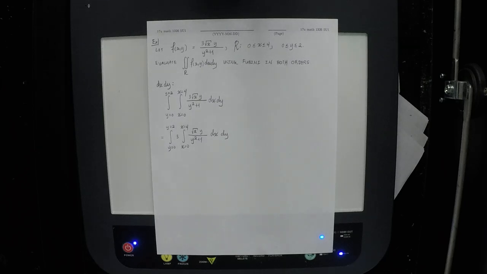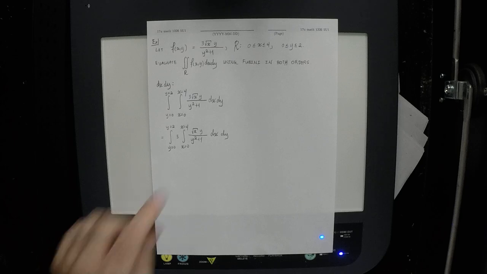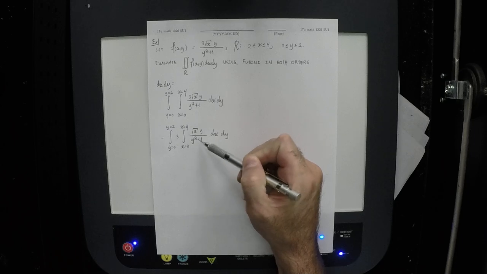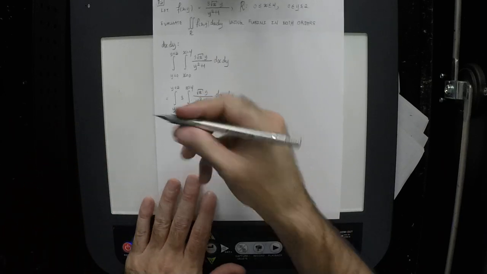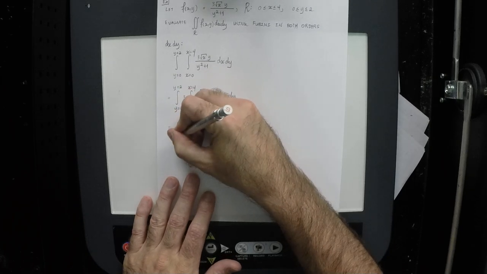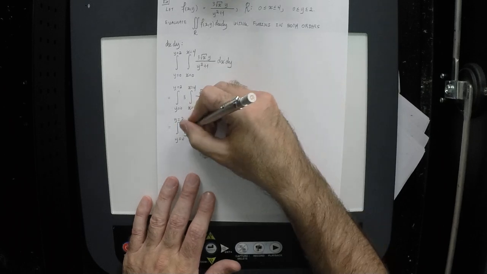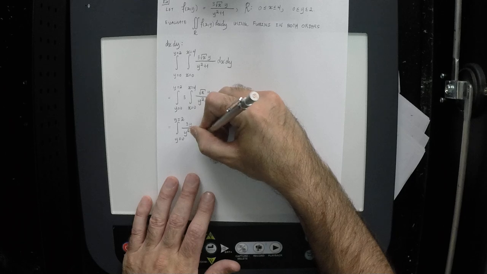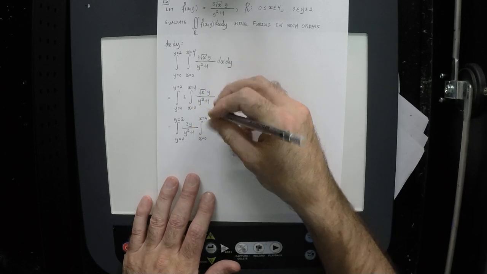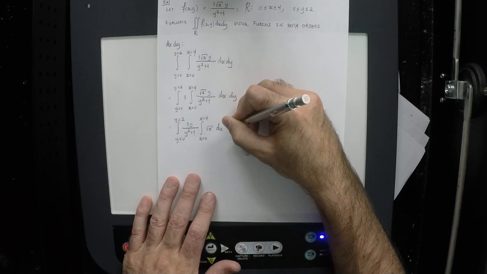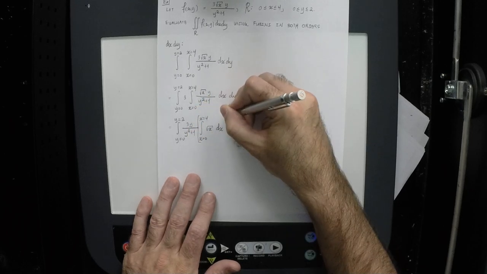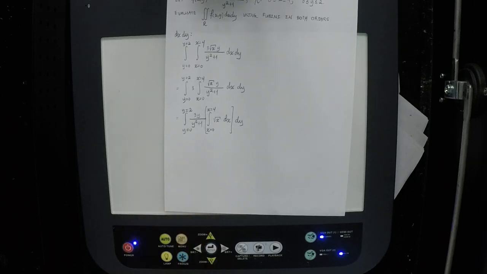But I claim we can do better. All the y stuff can come out. This y can come out, and so can that whole numerator, because that whole numerator is also constant with respect to x. So in fact, all of the stuff besides the x stuff comes out. So can you see that in fact you could factor out 3y over y squared plus 1, all of that can be factored out, and then 0 to 4 square root x dx, dy. So now that we've done that, I suspect that it looks a lot simpler to you now.